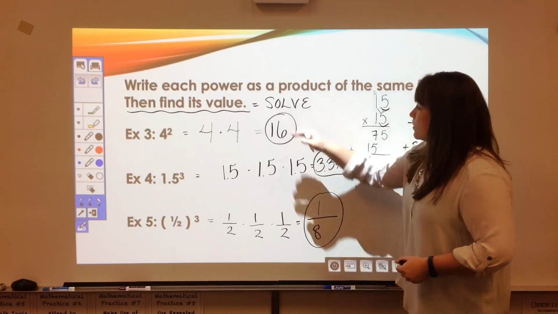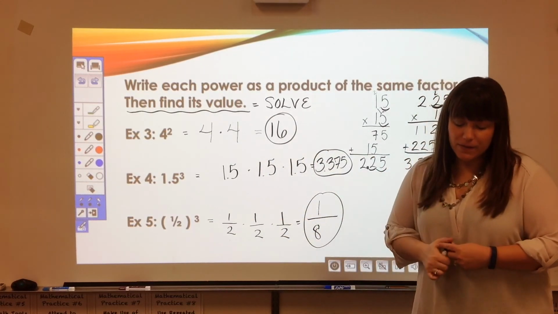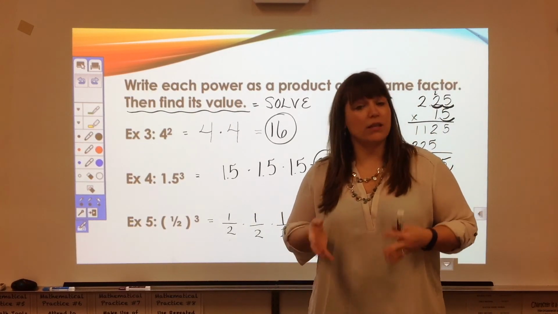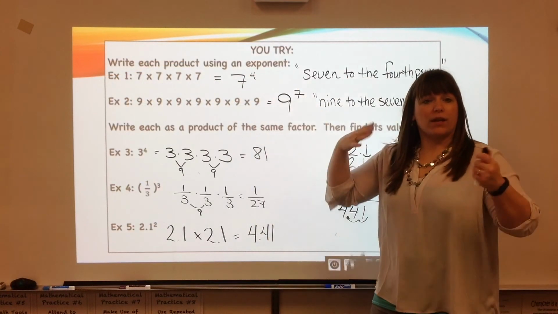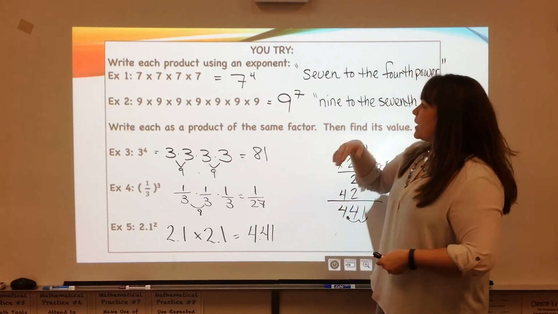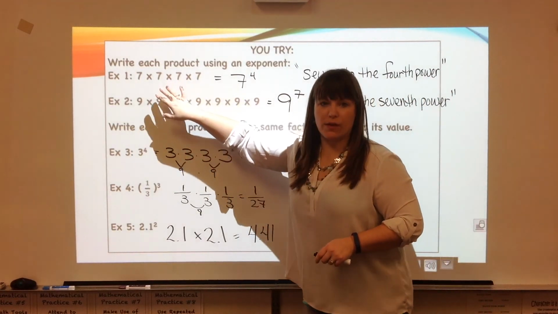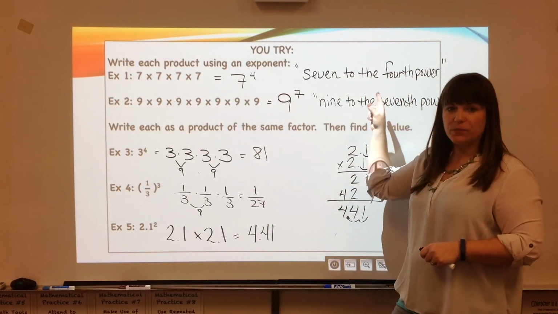So you will see whole numbers, decimals, and fractions. You have 5 U-Tries that review exactly what we went over. I'd like you to try them on your own, so go ahead and do that. So the first 2 were like our first 2 examples. We had to just write it with an exponent. We have 4 7s being multiplied together, so that is 7 to the 4th power.